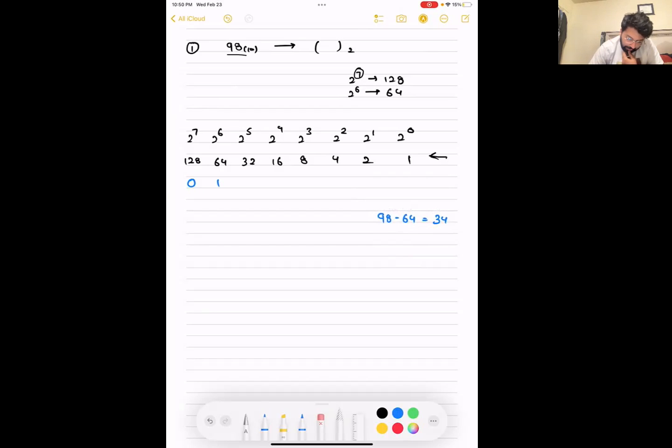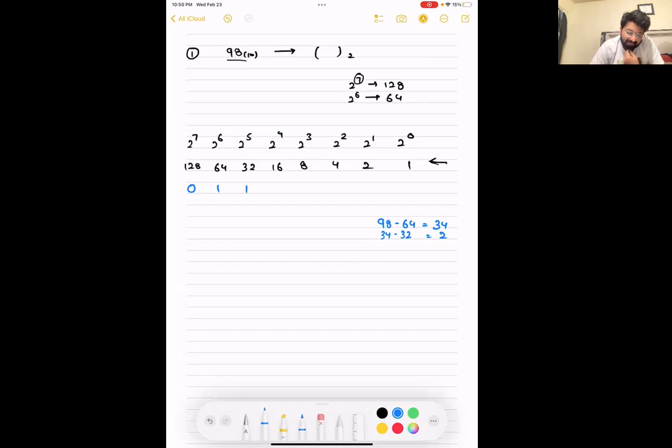Now we move on to the next number, 32. So we can do 34 minus 32 because that will give us a positive number. That's 2. So we used this number as well. Now 2 minus 16 will give us a negative number, so we cannot use this. 2 minus 8, negative number. We cannot use this. 2 minus 4, a negative number. We cannot use it. 2 minus 2, we don't get a negative number.